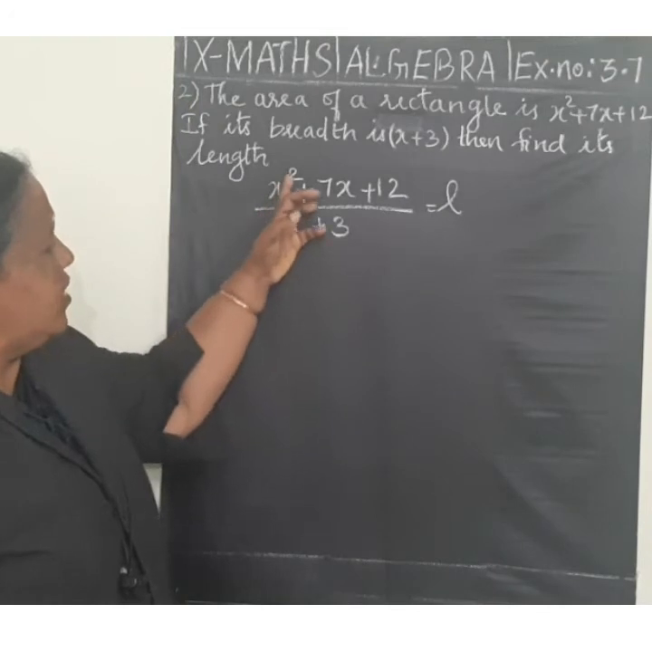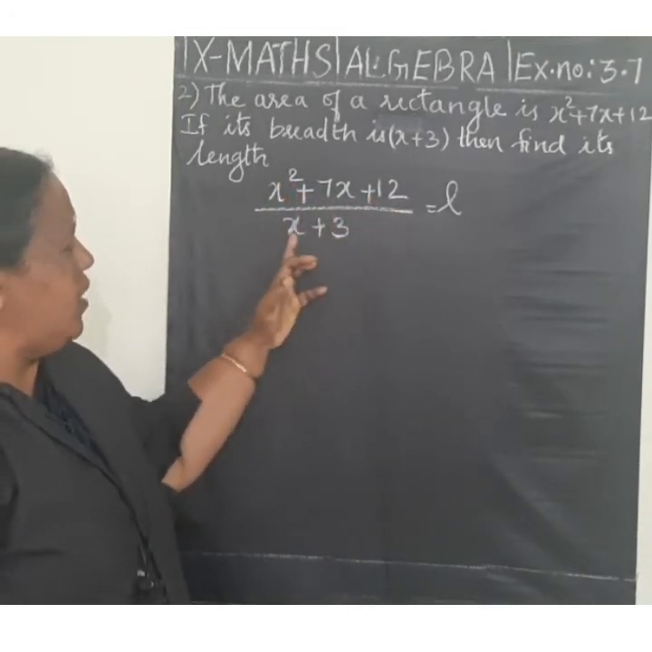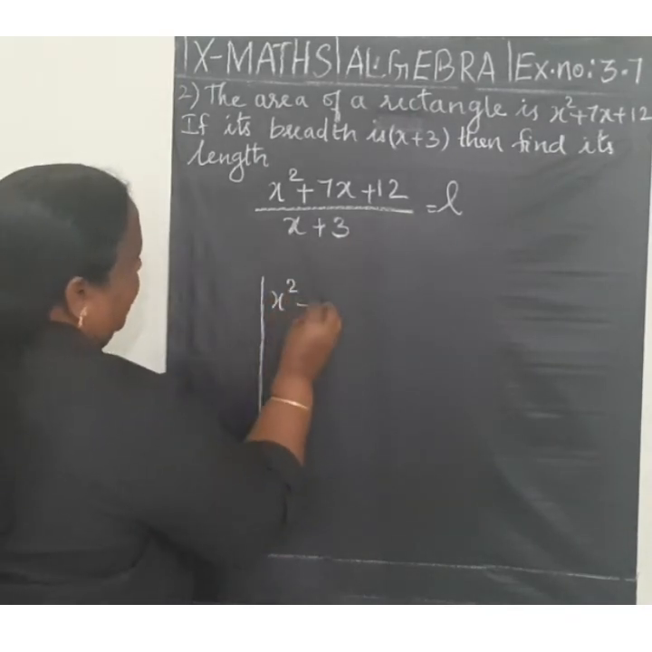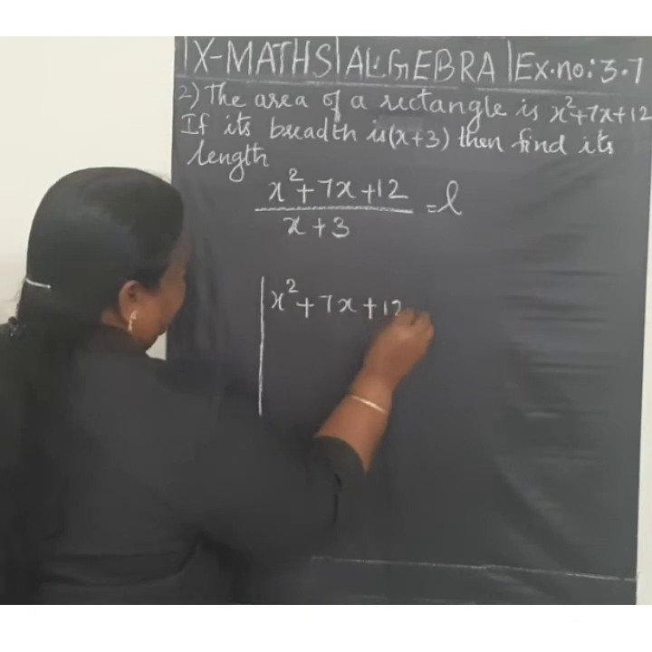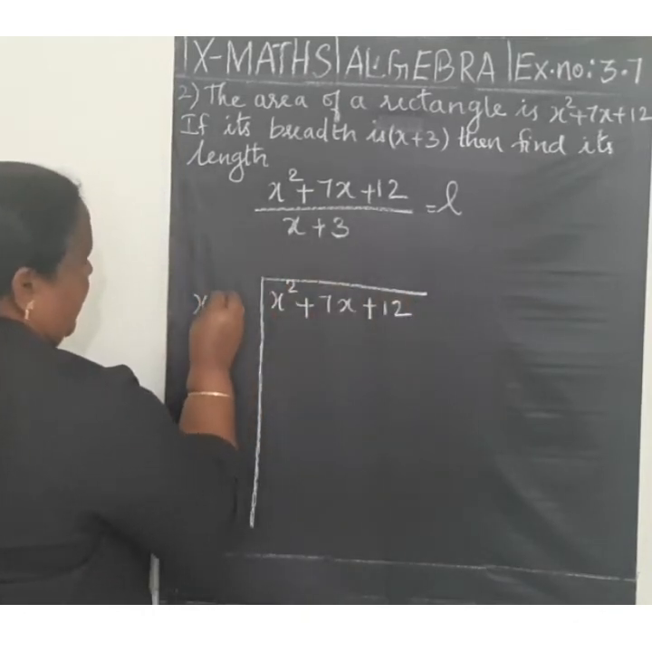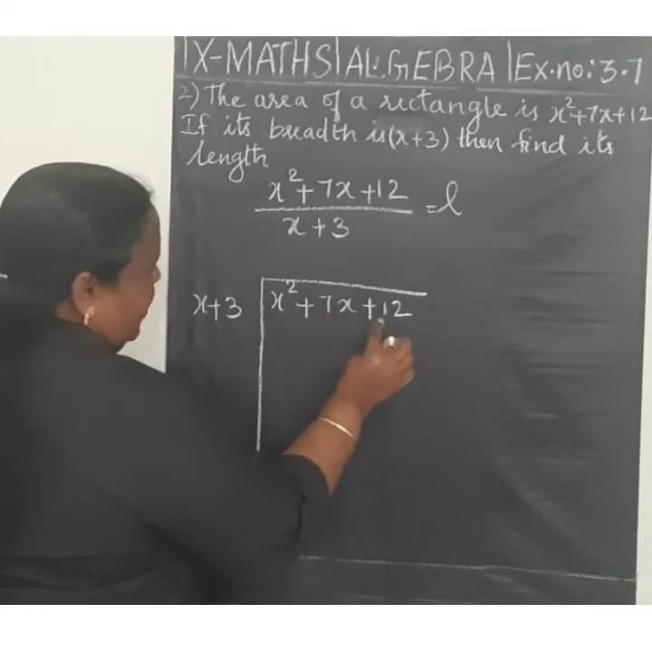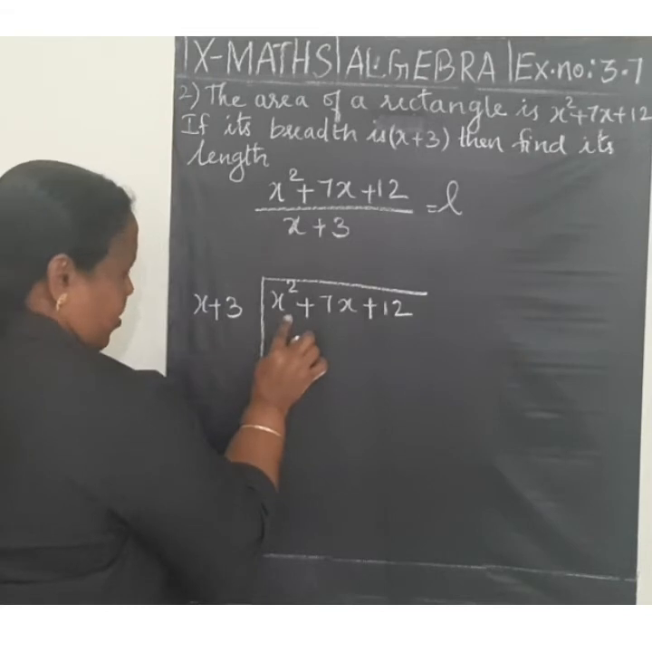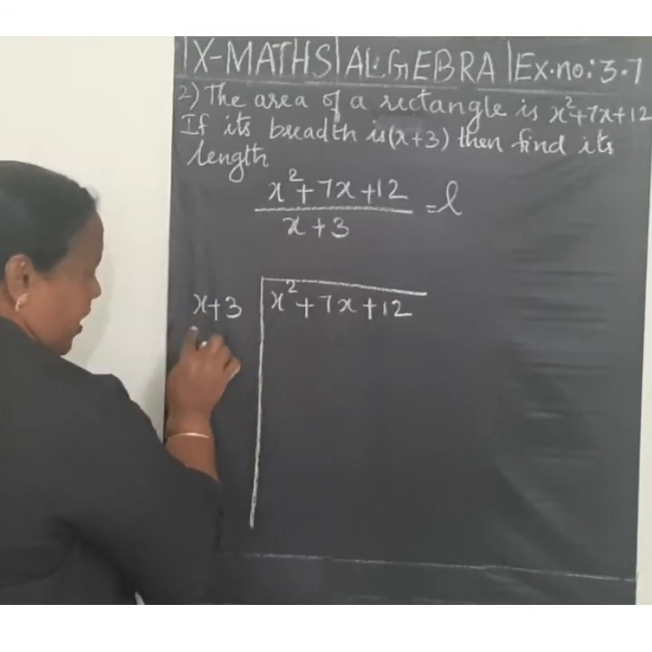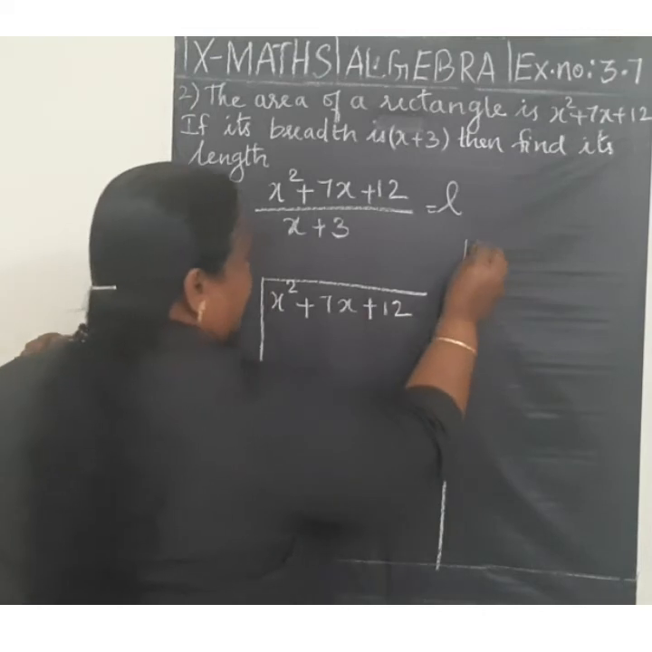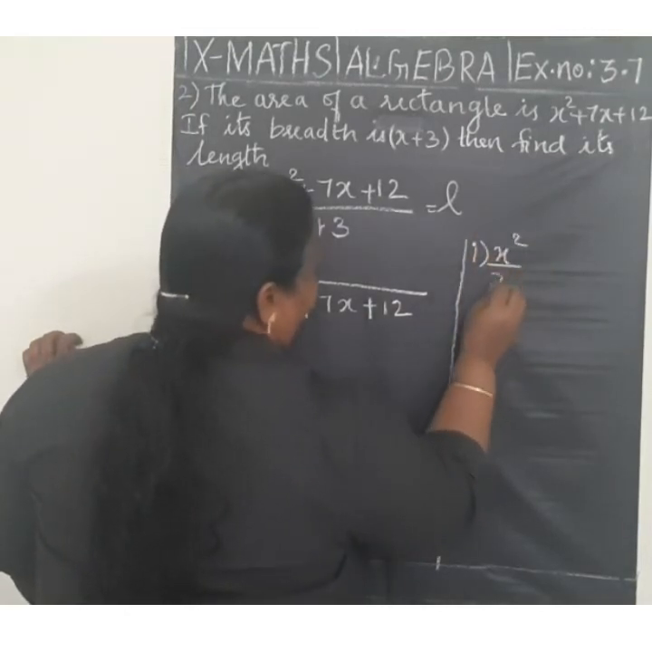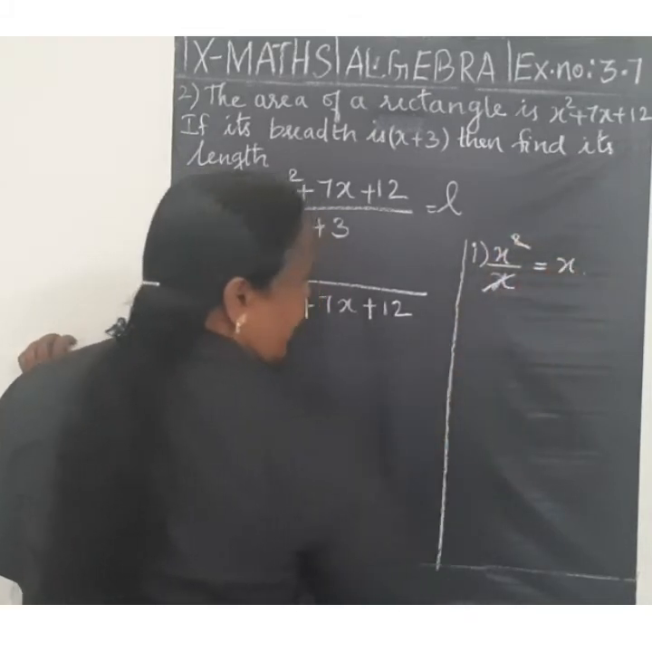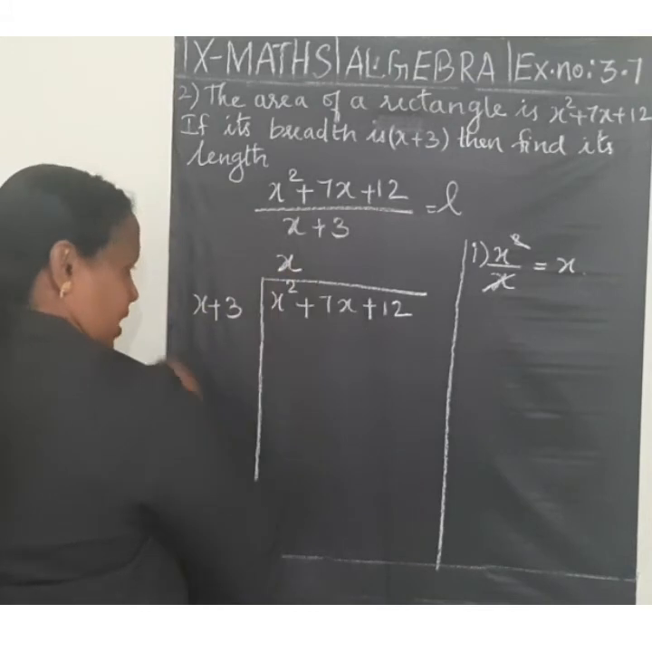Now we have to divide this x square plus 7x plus 12 by x plus 3. In this x square plus 7x plus 12, the first term is the x square term. We have to take this x square term and the divisor's first term, x, and divide. That is the first step. x square divided by x: one x will get cancelled and we get x. So we write here x.